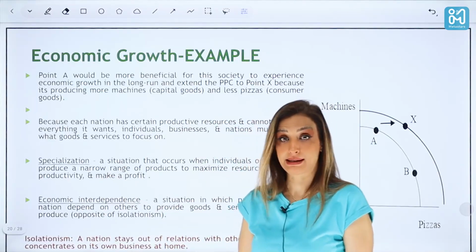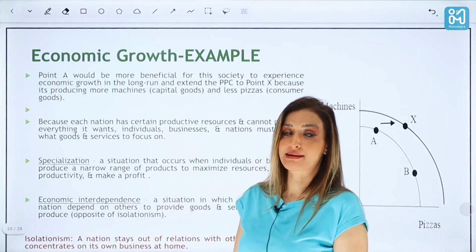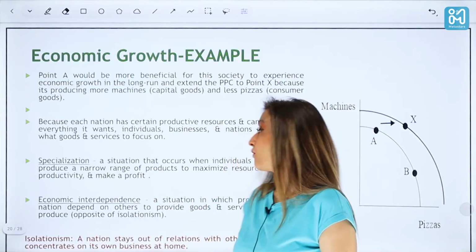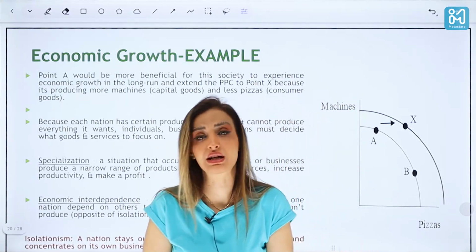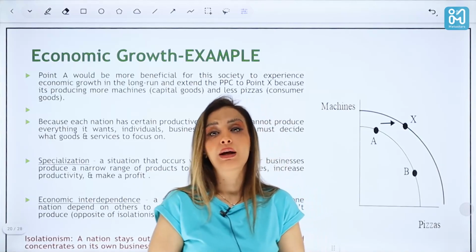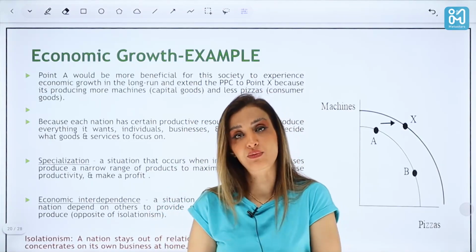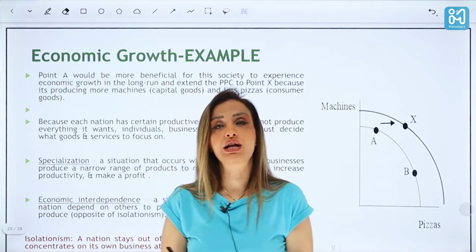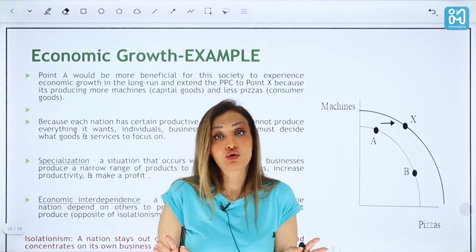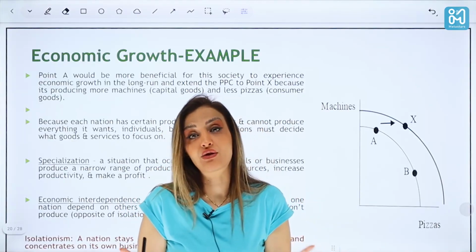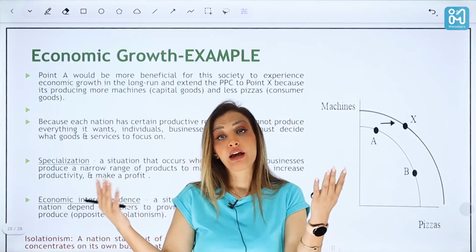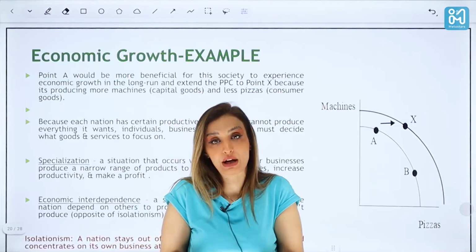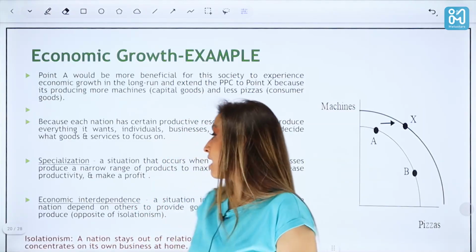Let's talk about specialization. Also, this is going to be mentioned in the next lesson. A situation that occurs when individuals or businesses produce a narrow range of products to maximize resources. Yes, if you specialize in something, you will be more specific in your production process. So, for example, if you are producing only, let's say, wheat and barley, you're specialized in those both products. Here you can maximize your resources more because you're specialized in those two products.